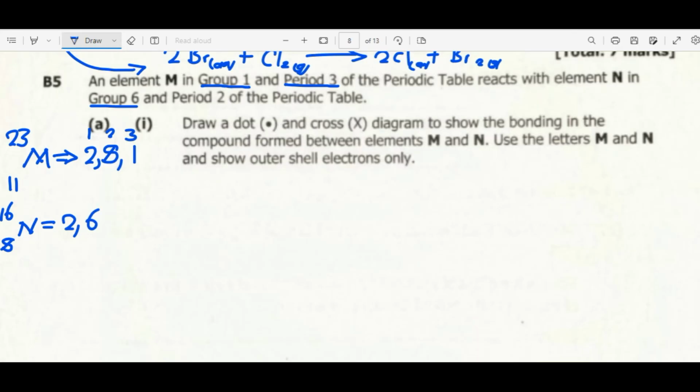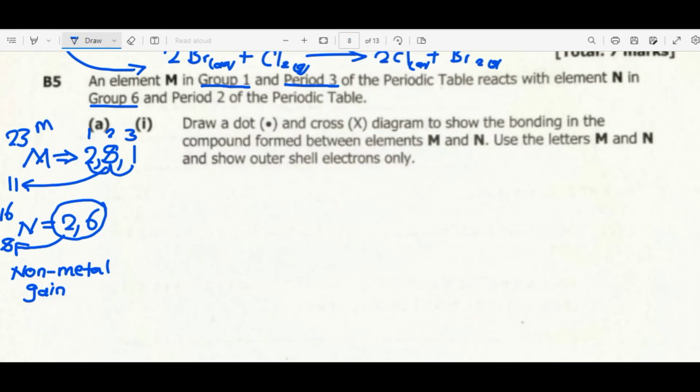Now you need to make sure that if these numbers are added together, you get this number. The same applies if you add 2 plus 8 plus 1; it must add up to this number. So if you look at the nature of element N, it is a nonmetal. If this is a nonmetal, it is going to gain electrons to become stable. Then what of element M? This is a metal. For this one to be stable, it should lose.